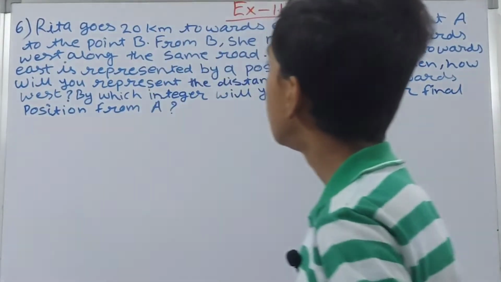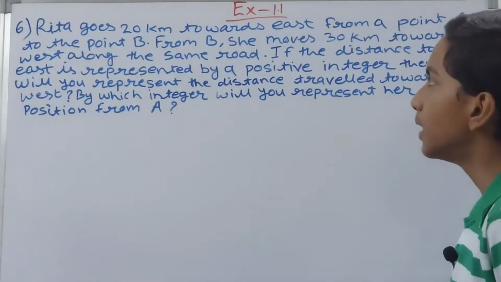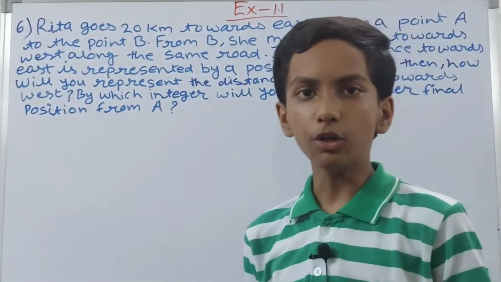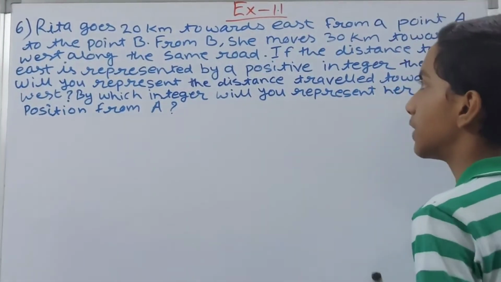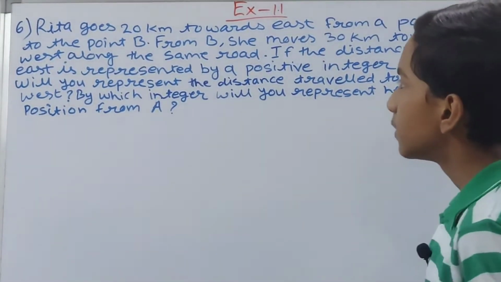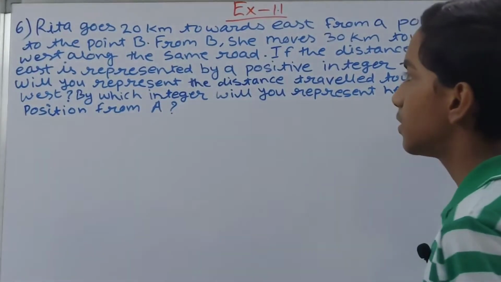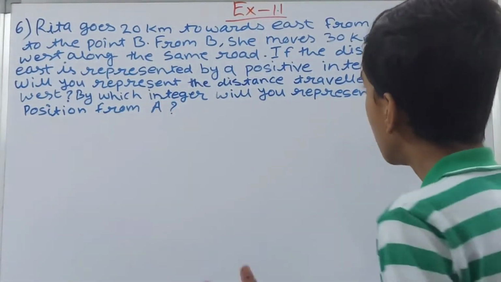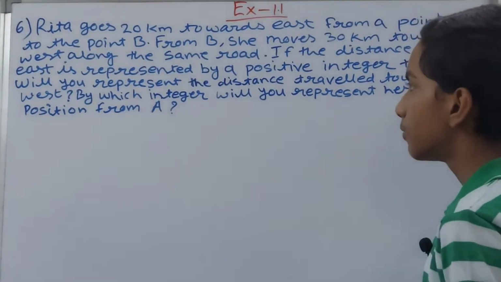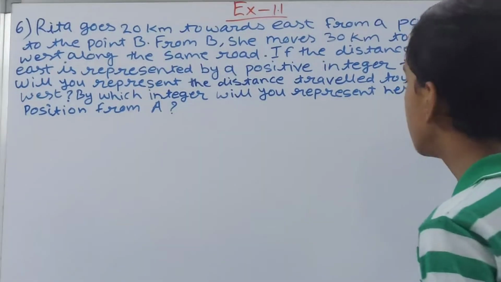This question says Rita goes 20 kilometers towards east from a point A to the point B. Now there is a girl Rita. She goes 20 kilometers from point A to point B in the east direction. Now from B she moves 30 kilometers towards west, so quite clear, and then along the same road she moves. If the distance towards east is represented by a positive integer, then how will you represent the distance travelled towards west? By which integer will you represent her final position from A?